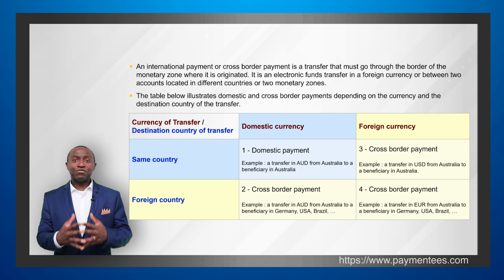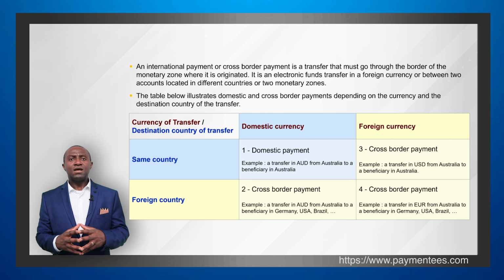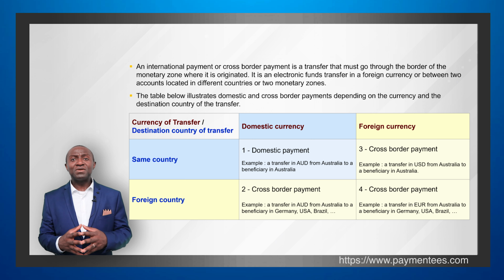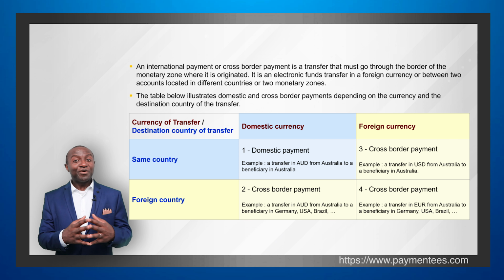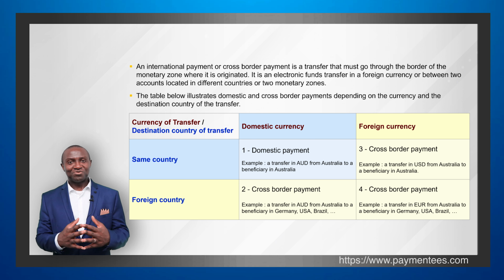Finally, we have quadrant 4. If the currency of transfer is a foreign currency and the destination country of transfer is a foreign country, then it is a cross-border payment. An example is a transfer in euro or pound sterling from Australia to a beneficiary in Germany, USA, or Brazil. This is easy to understand, and many people believe this is the only case where the payment is a cross-border payment. But there are other cases, as we saw before.